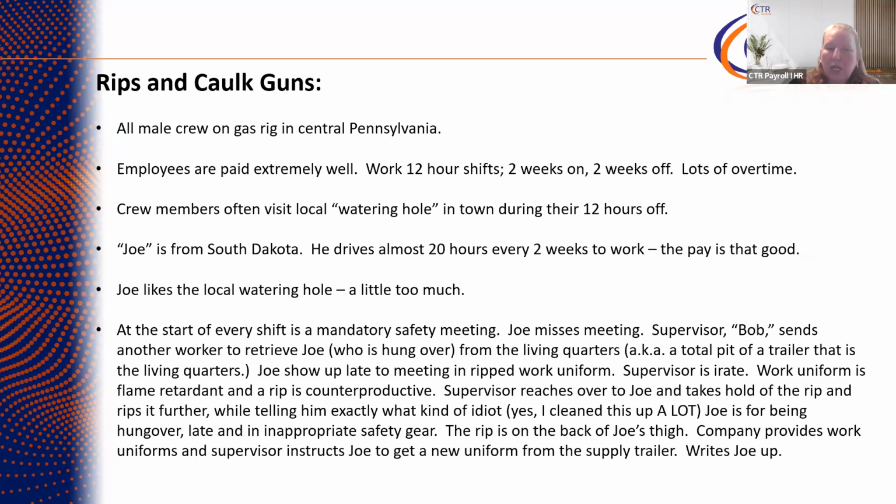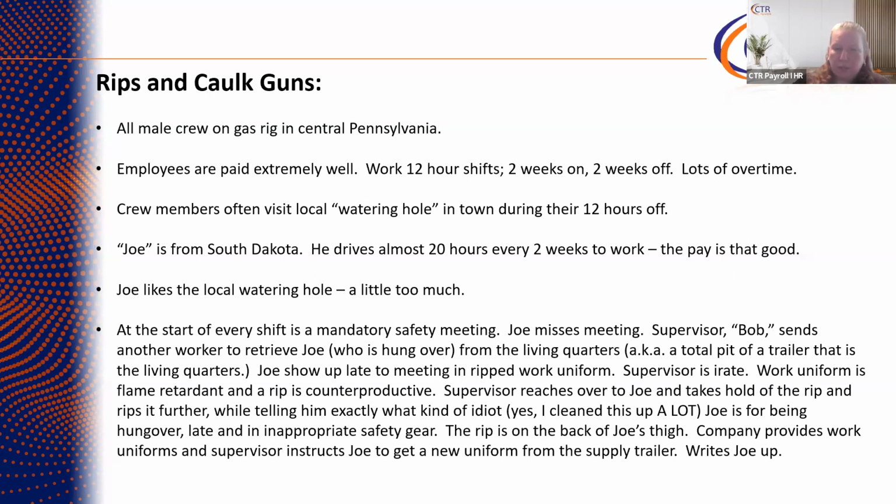Bob, the supervisor, sends a coworker to the living quarters to retrieve Joe for the safety meeting. And Bob is thoroughly ticked off about this situation. And Joe shows up not only late, but now he's wearing a ripped overall. The supervisor is thoroughly irritated at this point because the work overalls or uniform is actually a flame retardant specialized uniform that the company provides. If you have a hole in flame retardant overalls, they're not flame retardant anymore, right? Common sense, one would think.